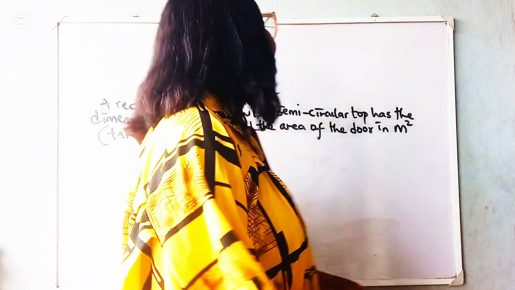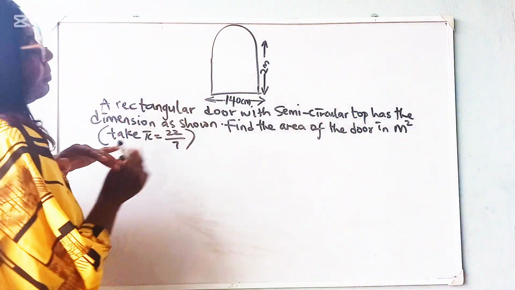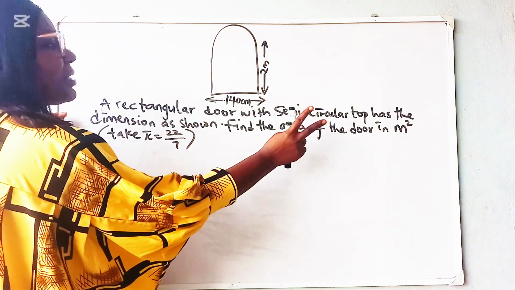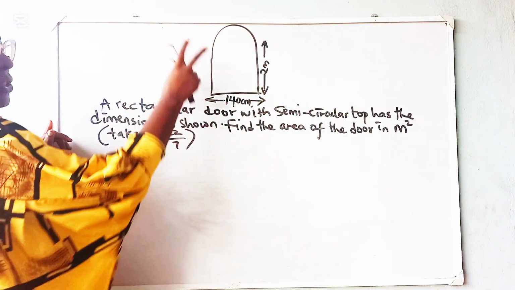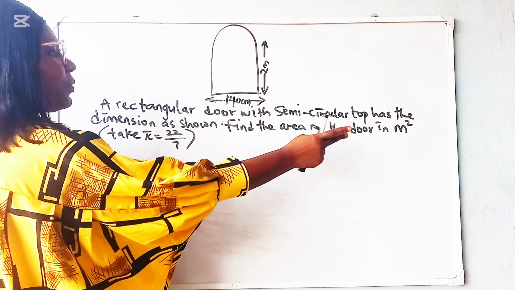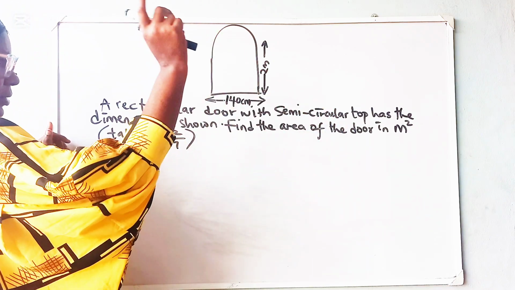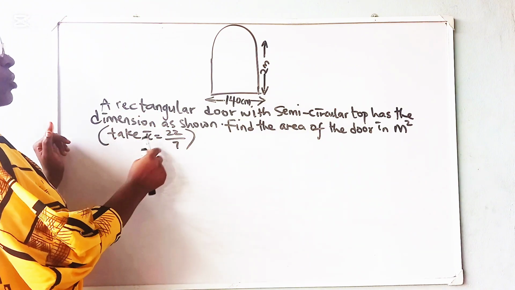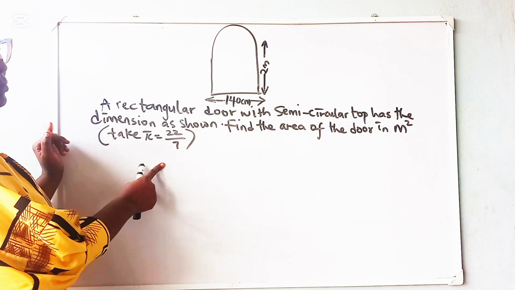Let's go. Okay, we have this very diagram, and the question says a rectangular door with semicircular top has a dimension as shown. Now we have to find the area of the door in meter squared. Then take pi equals 22 over 7.